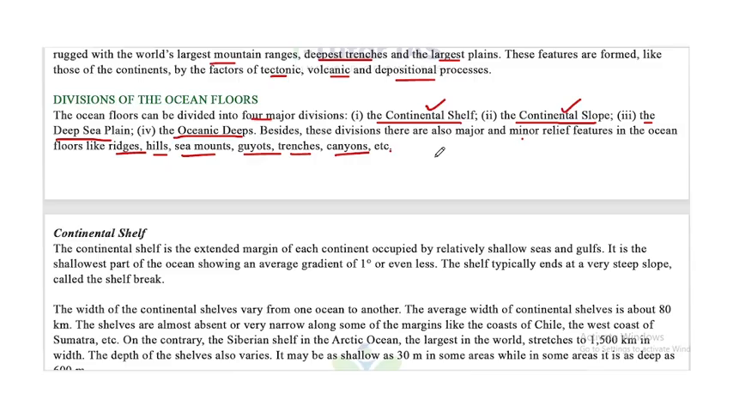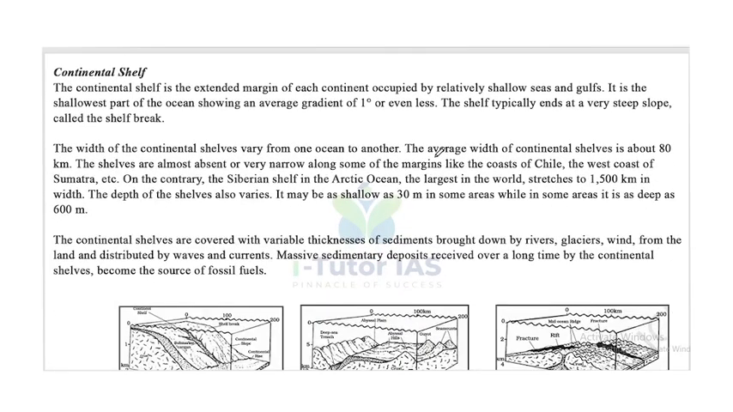Now first one, the continental shelf. What is the continental shelf? The continental shelf is the extended margin of each continent occupied by relatively shallow seas and gulfs. It is the shallowest part of the ocean, showing an average gradient of 1 degree or even less. The shelf typically ends at a very steep slope called the shelf break.